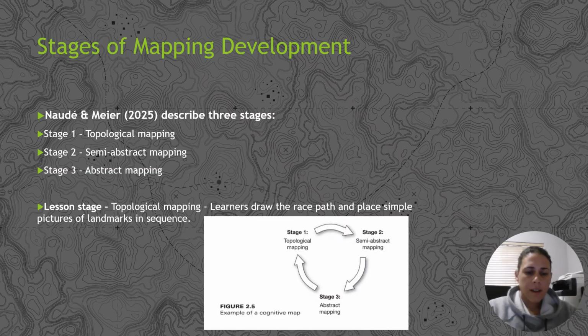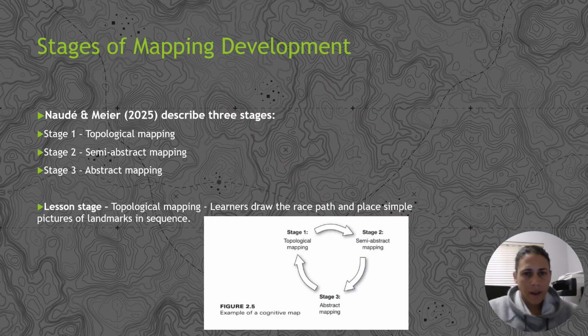The semi-abstract mapping stage takes place during the primary years and refers to grades 1 to 3. These maps include more information and more details, but are not 100% accurate or according to scale. The last stage is called the abstract stage, and this occurs in the intermediate phase onwards, where abstract concepts, like children drawing according to scale, become more evident.